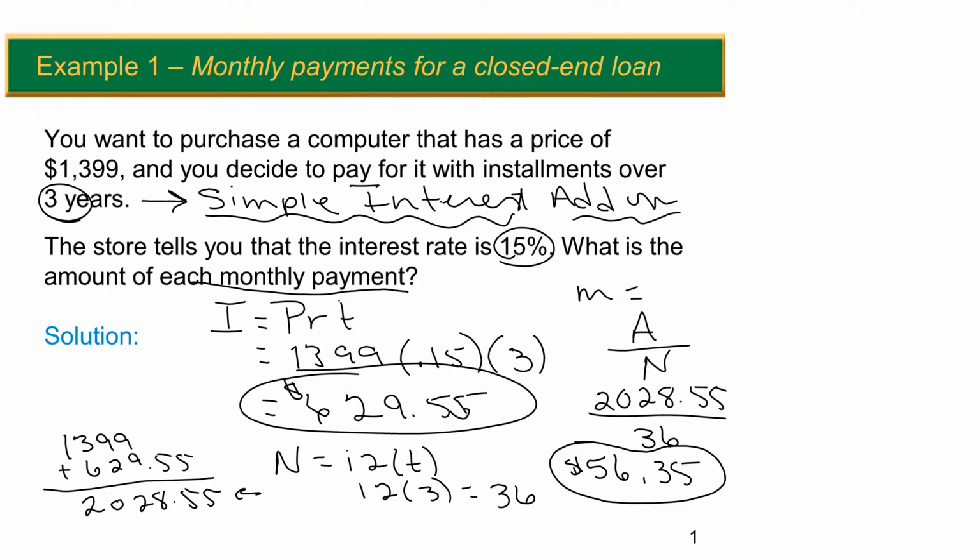You should probably stop this video now and go over to page 327, and you can practice starting with number 21, finding the monthly payment.